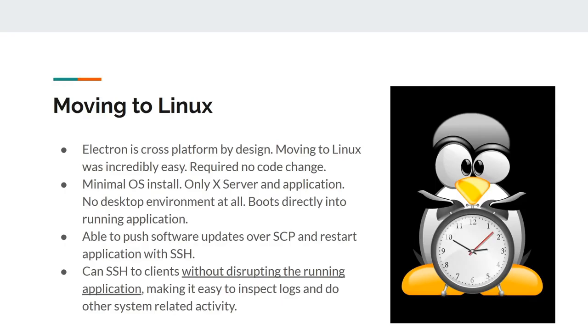So I've been running Linux on the server since the late 90s. My first job was actually with an ISP, and I did a lot of work with Linux there, and I've been running Linux on the server and on my desktop ever since. So I'm really comfortable with Linux.